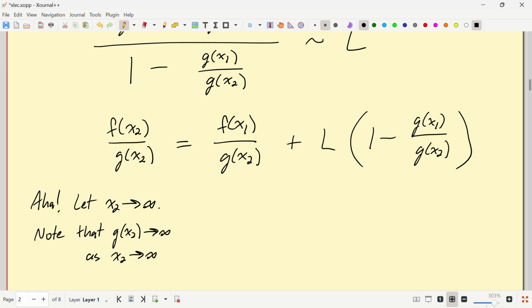So this thing is going to go to a number divided by something gigantic. That tends to 0. L just sits there. 1 just sits there. And g of x1 is just a number, since x1 is stuck, so that just sits there, and I'm dividing by g of x2, which goes to infinity. So that tends to a big fat 0. And so I see that the left-hand side tends to L times 1.